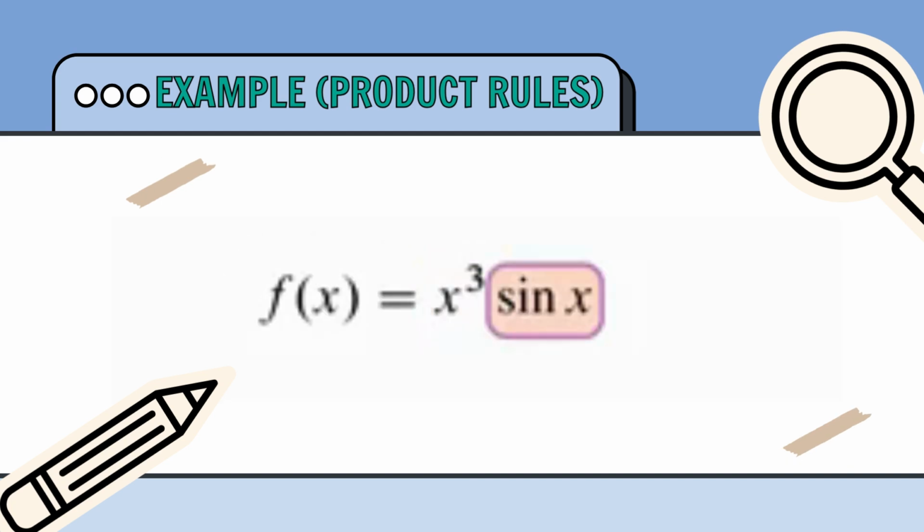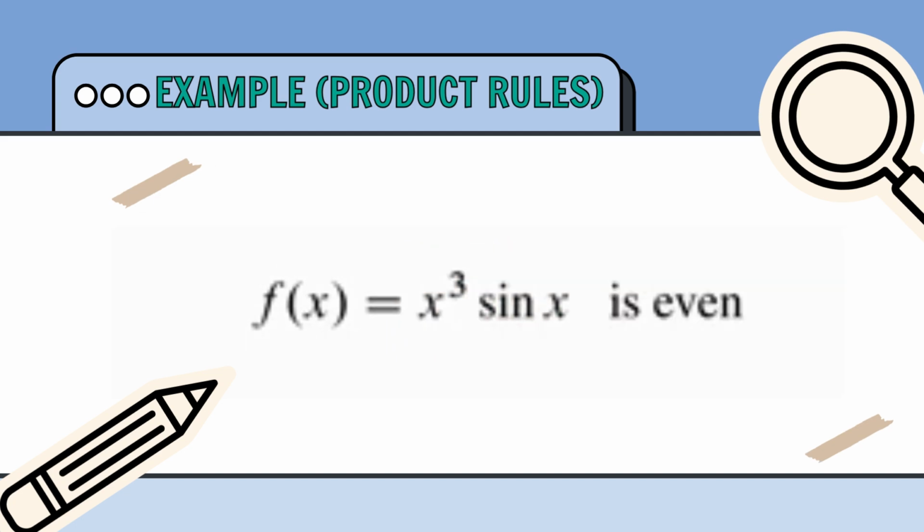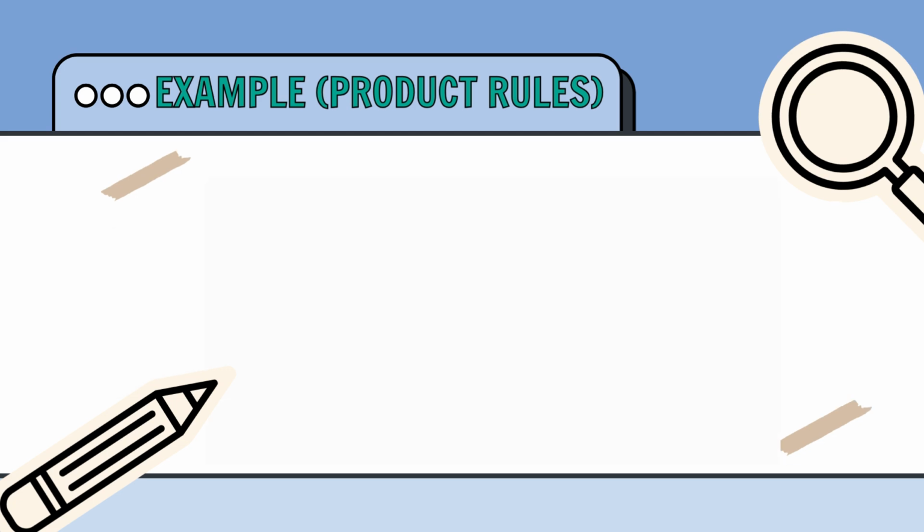What about the function x cubed times sin x? Well, x cubed is an odd function and sin x is an odd function. The product of two odd functions is even, so that function is even overall.